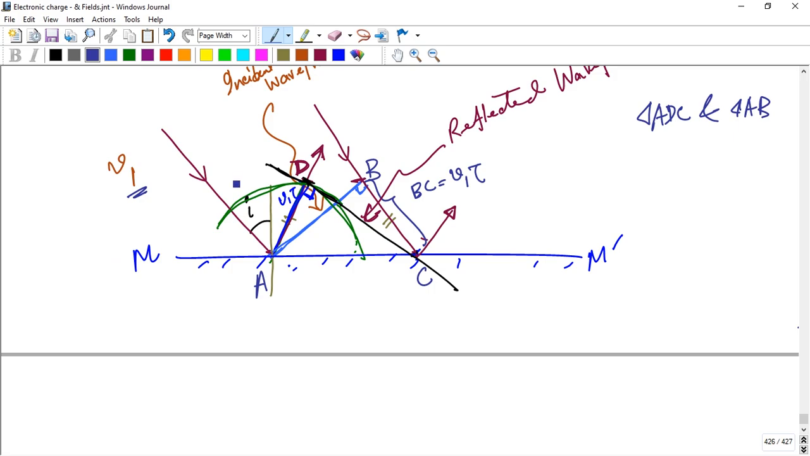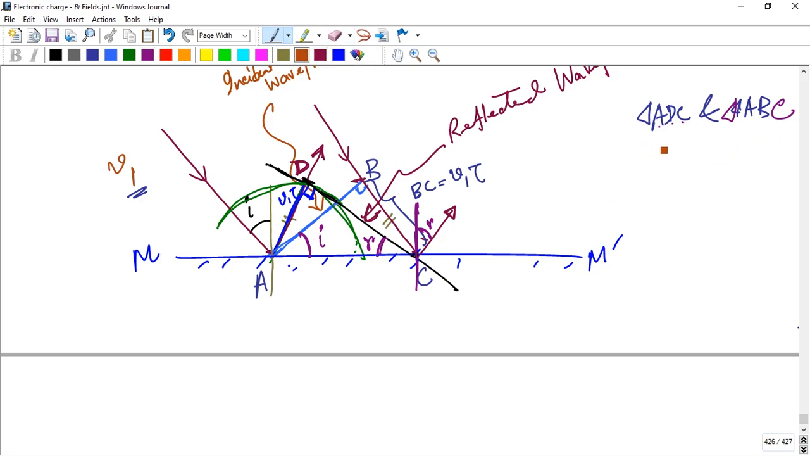Let this angle be I, and this angle be R. If I draw a perpendicular here, the normal, so this angle refracted R, so this angle theta is also R. So that is the two triangles ADC and ABC. Now we prove the congruency of these two triangles.